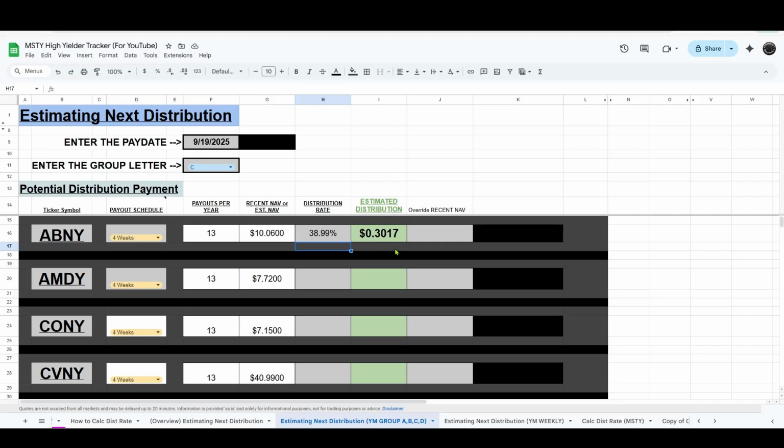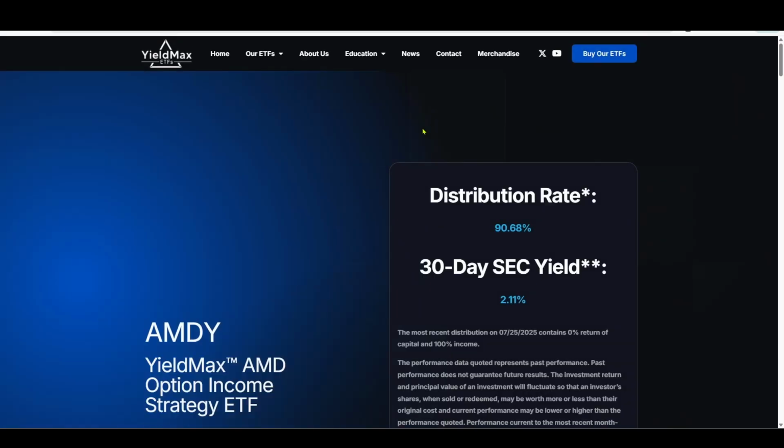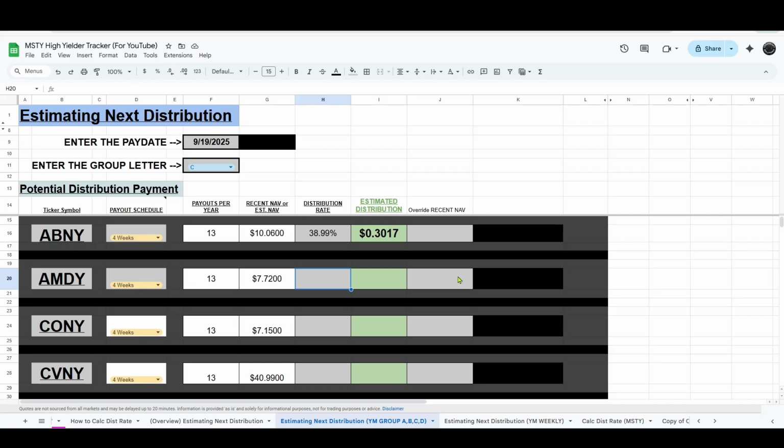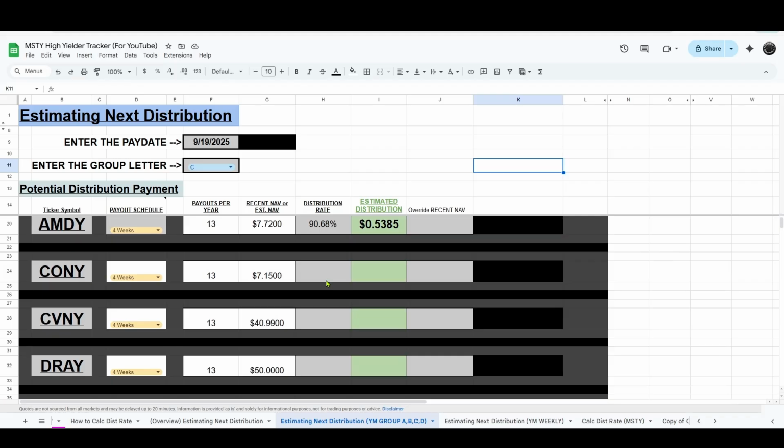So let me just show one more time on AMDY. And here we are on AMDY, and it's 90.68. So we enter in 90.68. So AMD is looking to have a distribution of 53 cents. Okay, so you would do that for each one of these.